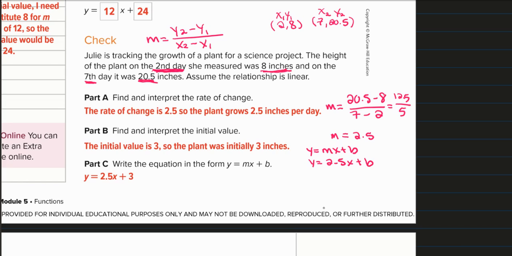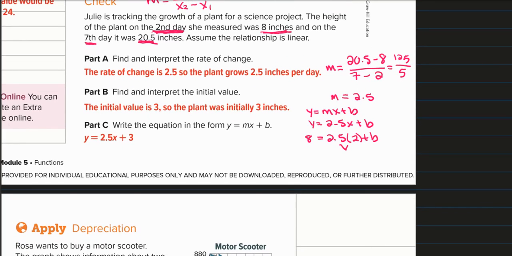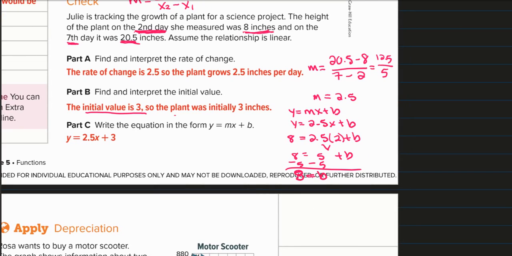Pick a point. Let's pick the first one. We're going to say 8 equals 2.5 times 2 plus b. We're going to simplify that. 2.5 times 2 gives us 5 equals 8 plus b. Subtract 5. That's going to end up giving us 3 equals b. So our initial value is 3, meaning the plant was initially 3 inches.